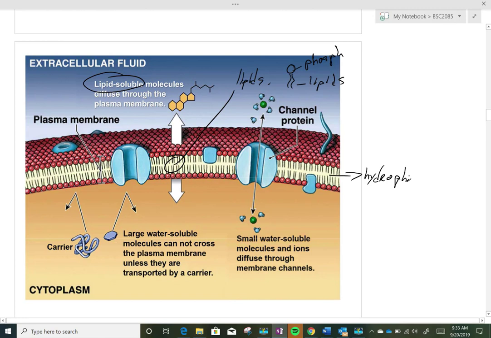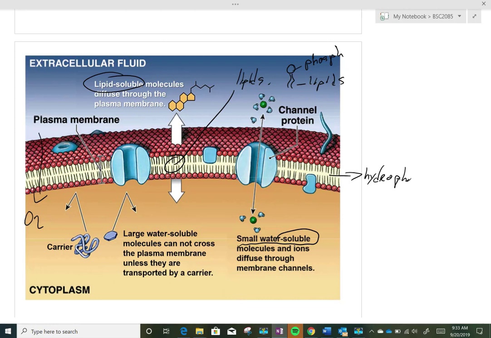Okay? Now, what other things can go through? Well, small things like what? The small water solutes, okay? But basically, oxygen and water can go through here, okay? Mainly the oxygen. So far, so good?